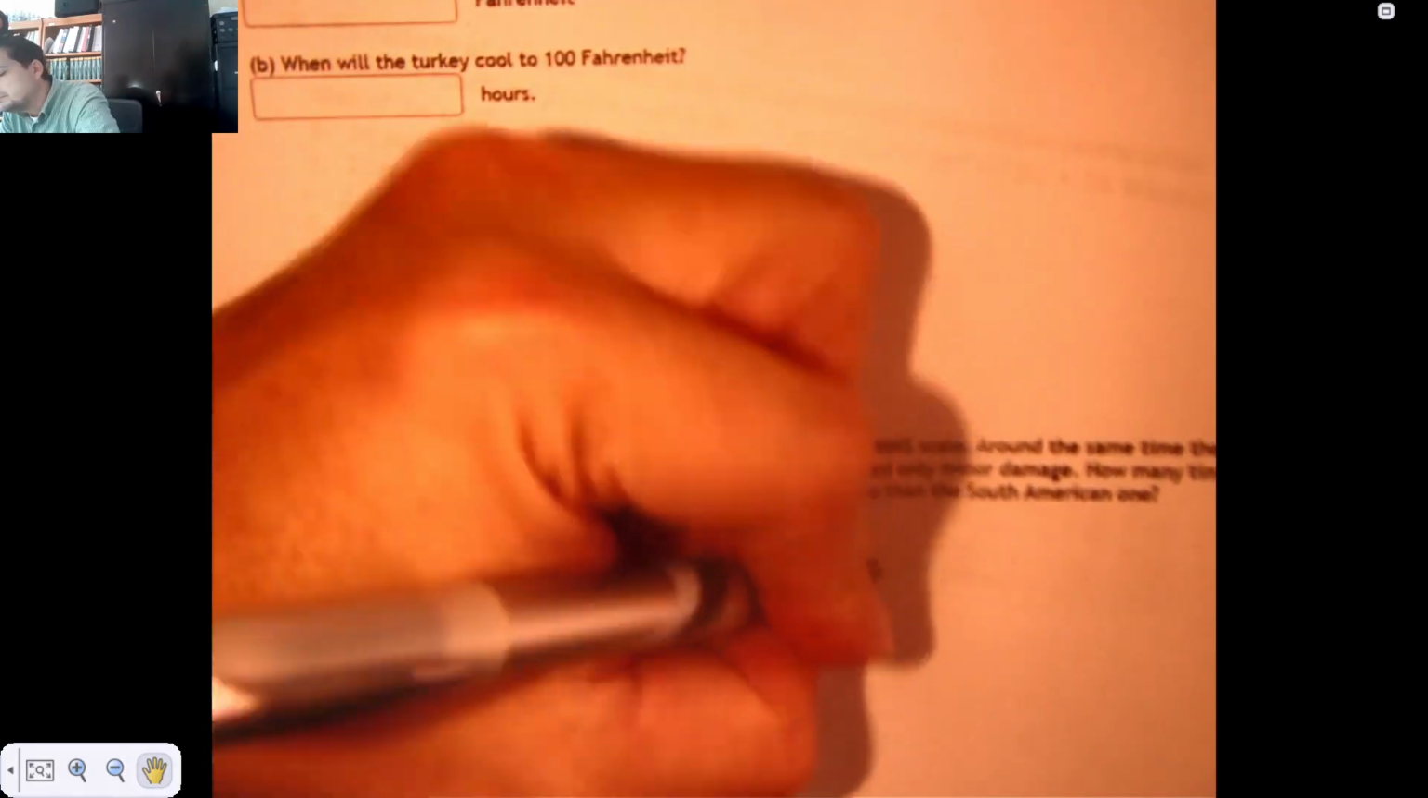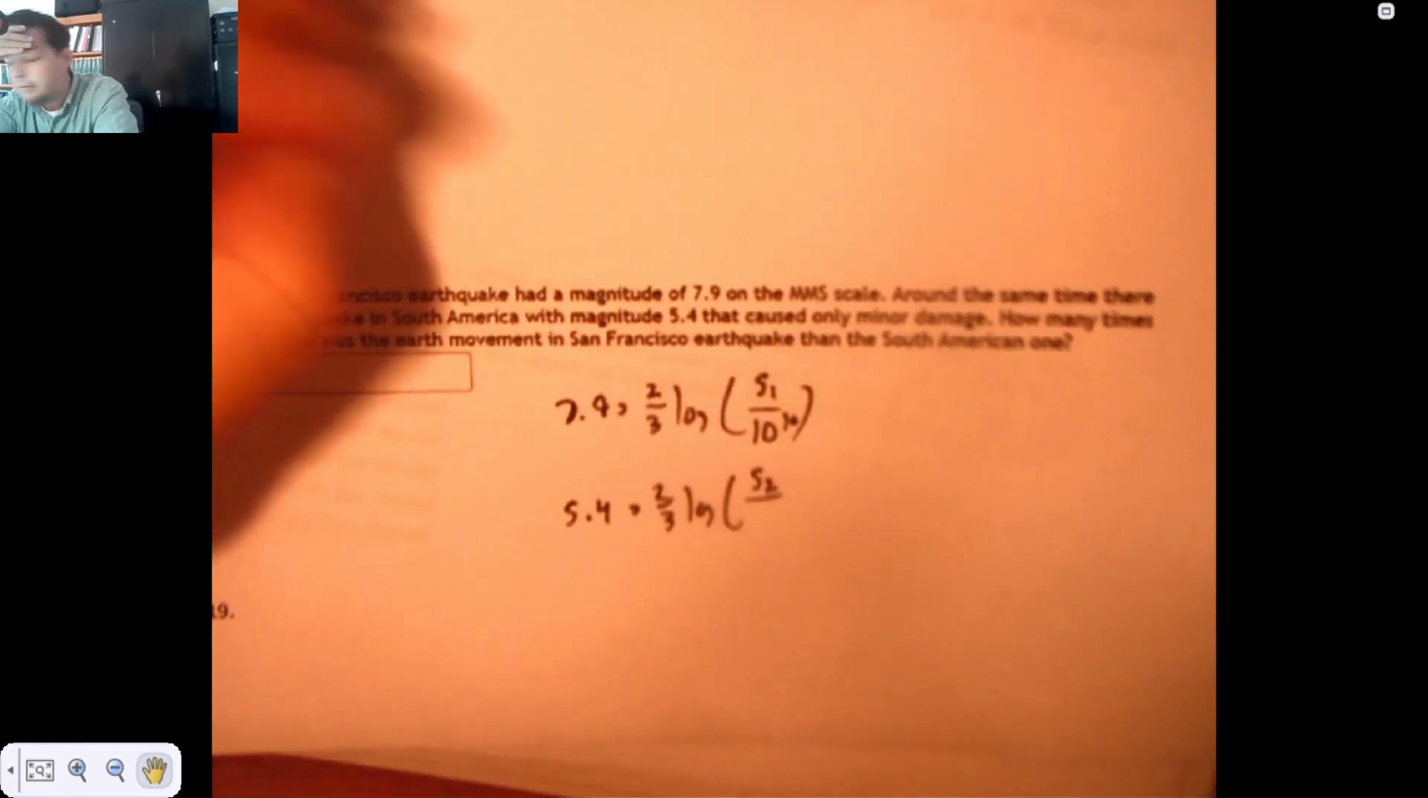All right, so the deal here is that the magnitude is 2/3 of a log that contains some intensity S1 over 10 to the 16th. So there's one of them. The other one's a 5.4. We'll call that intensity 2.